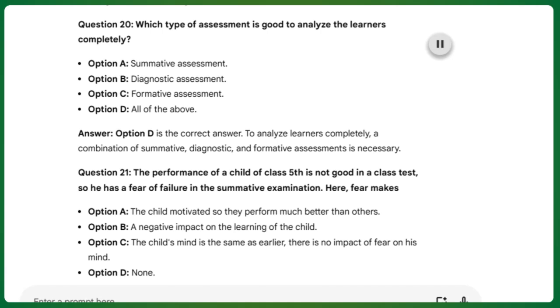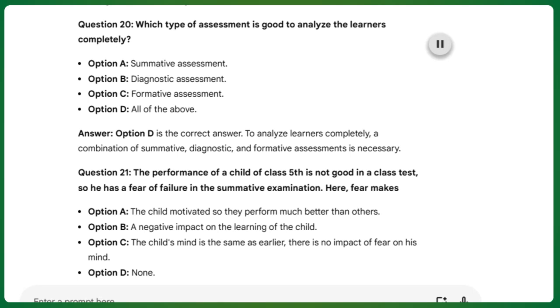Option A. Summative assessment. Option B. Diagnostic assessment. Option C. Formative assessment. Option D. All of the above. Answer. Option D is the correct answer. To analyze learners completely, a combination of summative, diagnostic, and formative assessments is necessary.